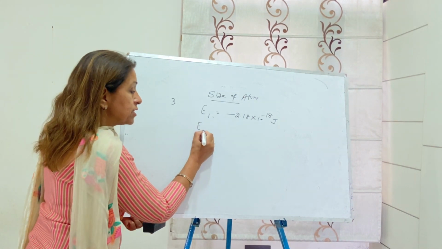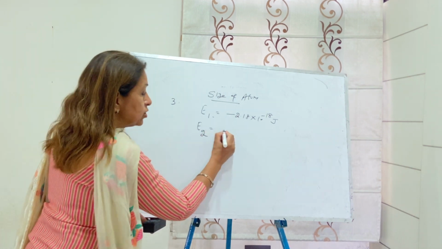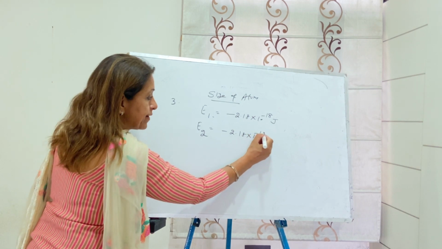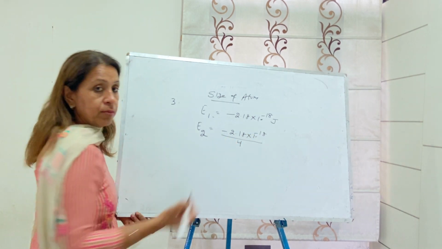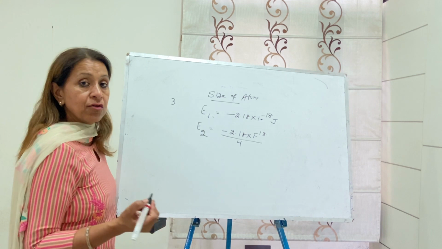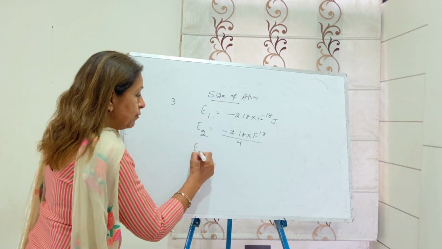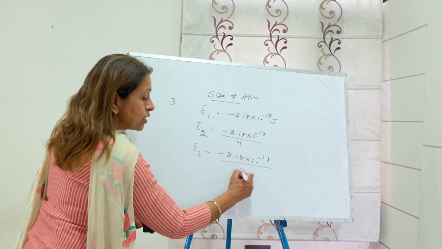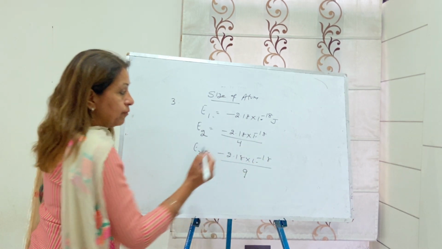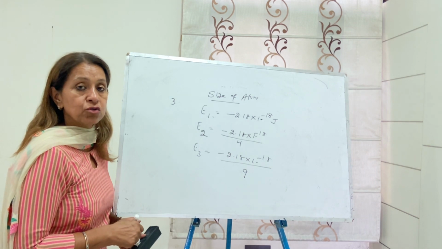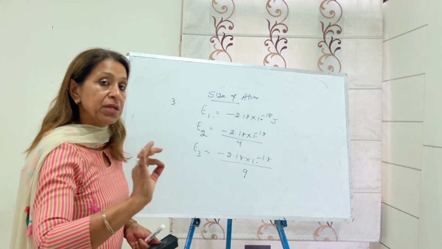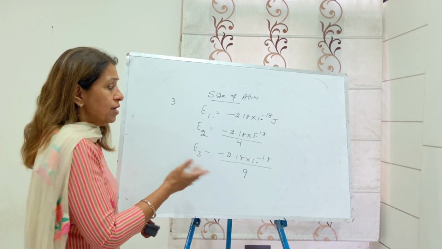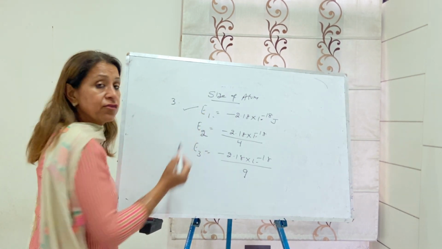If the electron is present in the second shell, then the energy of the hydrogen atom, I am taking, is minus 2.18 into 10 to the power minus 18 divided by 4. That means the energy increases. Now the third shell: it is minus 2.18 into 10 to the power minus 18 by n square, n square is 3 square, 9. So after calculation you come to know in which case the energy is minimum. You can see the energy is minimum in the first shell.